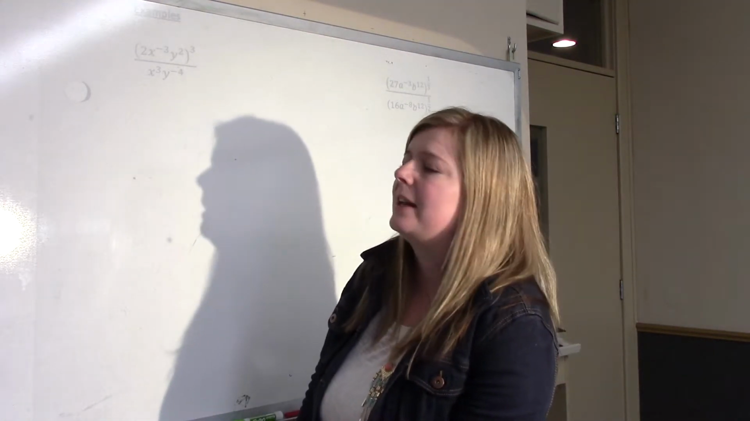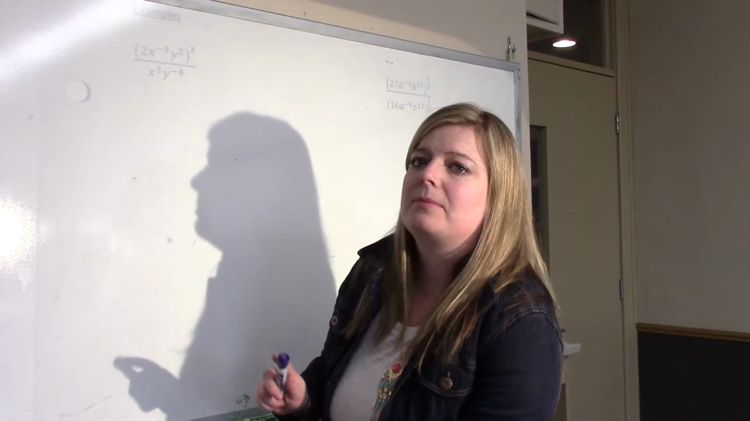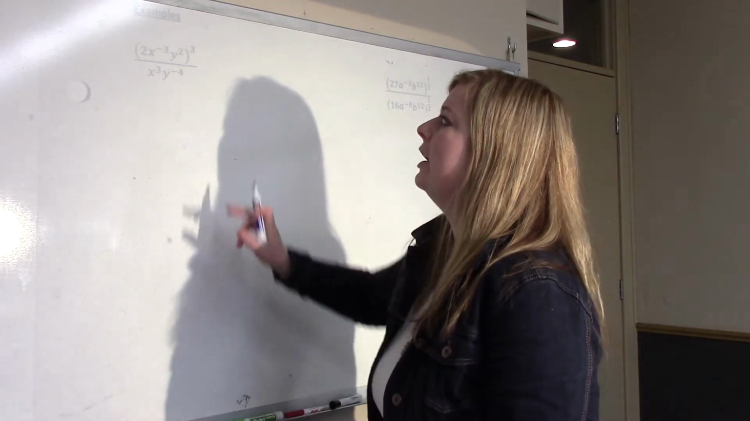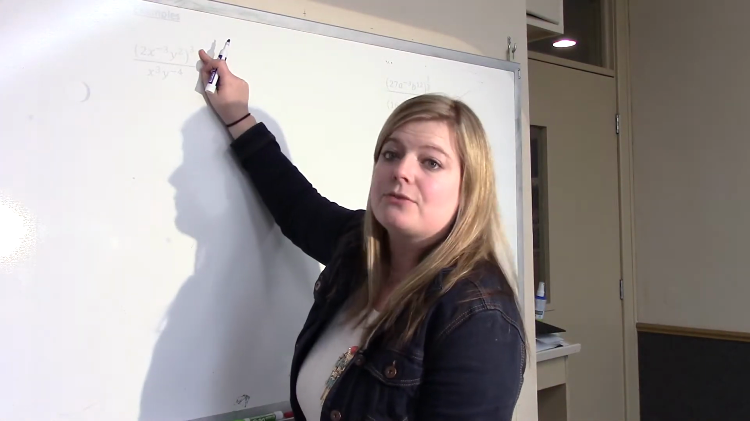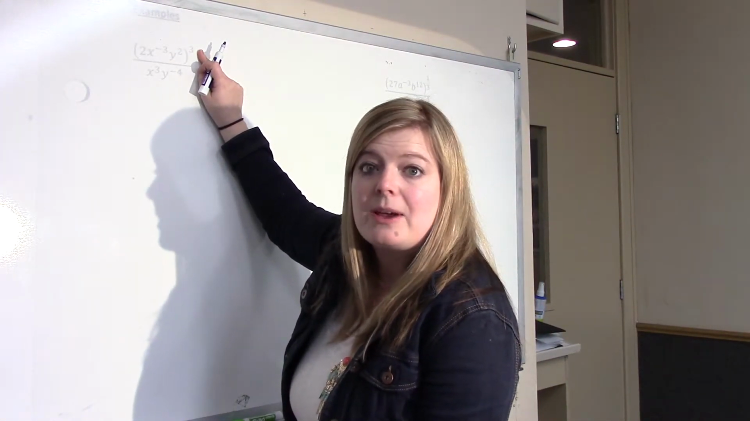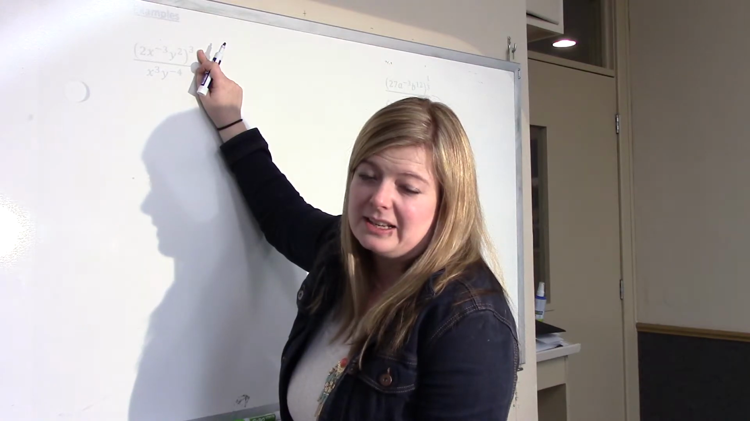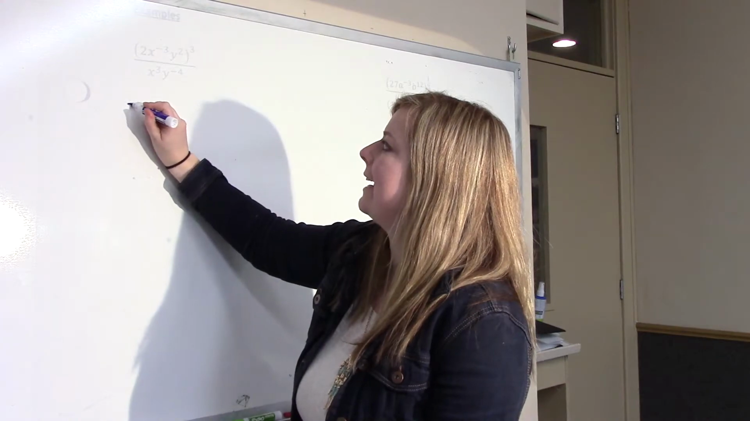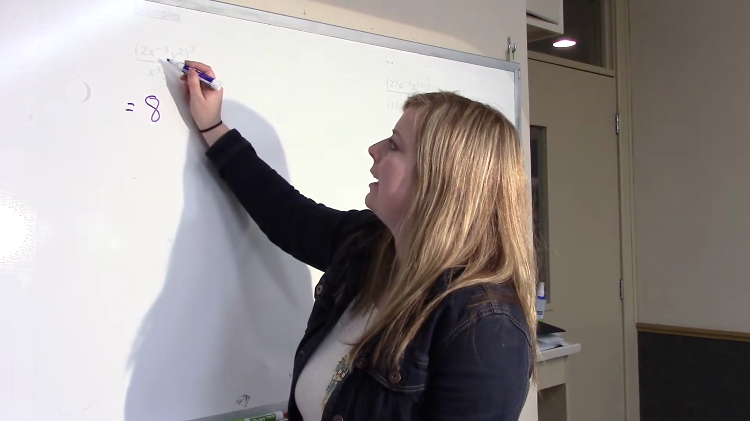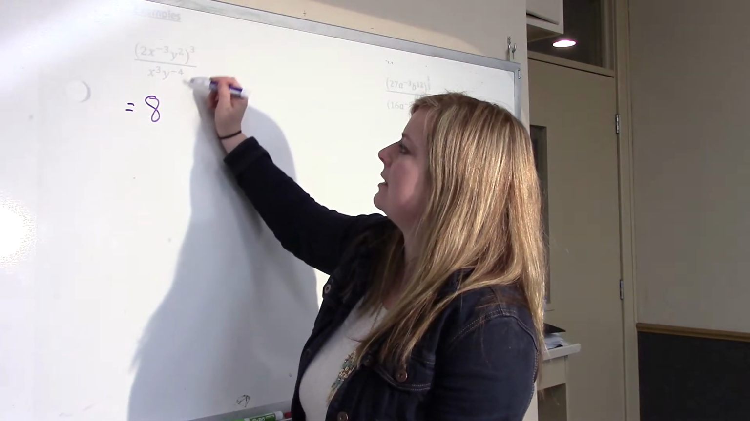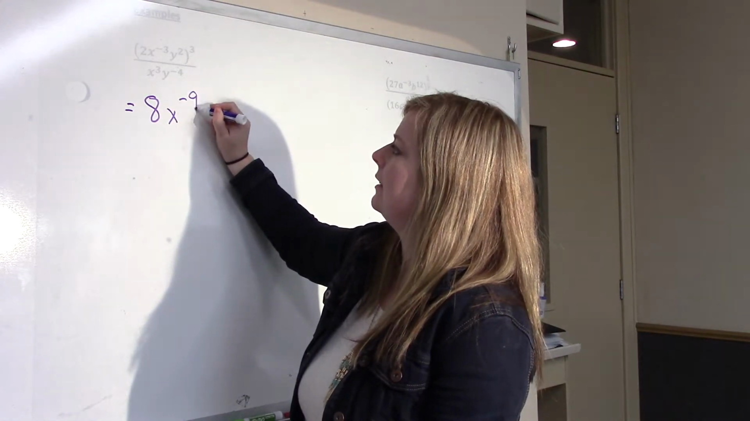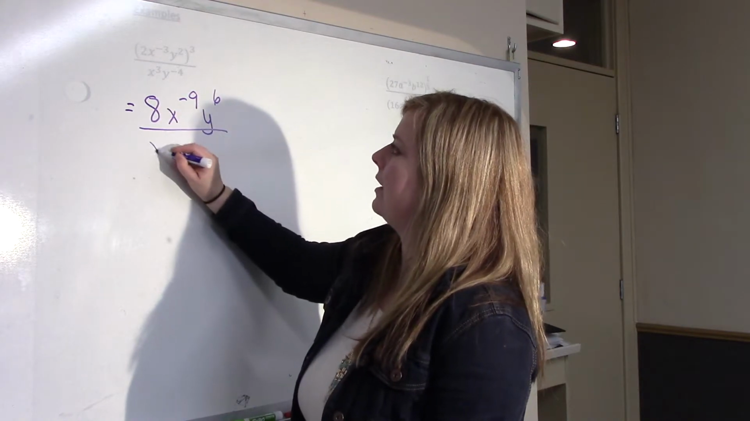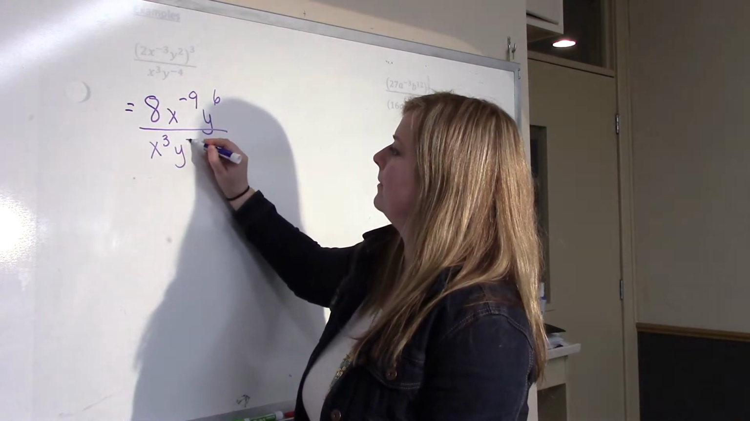Sometimes it helps to do that, but first we want to just simplify the numerator. So 2 to the power 3. Notice everything in this bracket gets raised to the power 3, so everything gets multiplied 3 times, because there are brackets. 2 to the power 3 is 8. x to the negative 3 times 3, so that's x to the negative 9. And then y to the power 6. And then we just rewrite the denominator the same.